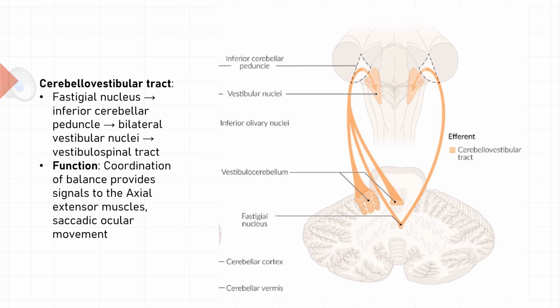The cerebellovestibular pathway originates from the flocculonodular lobe of the cerebellum, and it projects to the vestibular nuclei in the brainstem. Its main function is to control balance and posture.